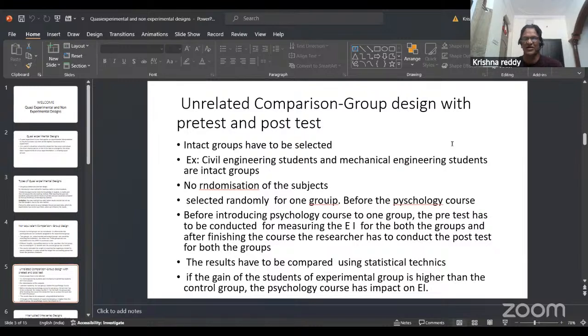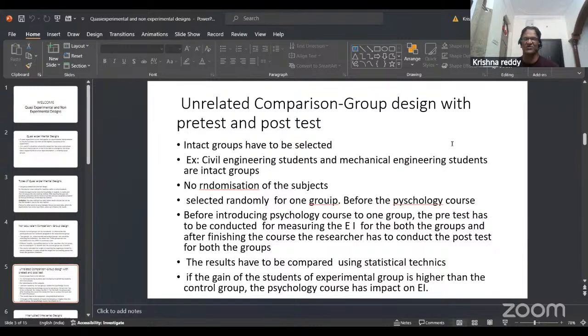Then there will be a pre-test for both the groups. And after finishing the course, the researcher has to conduct the post-test for both the groups. Then the results have to be compared using relevant statistical techniques. And if the gain of the students of the experimental group is higher, gain means the changes that occurred as a result of the psychology course.